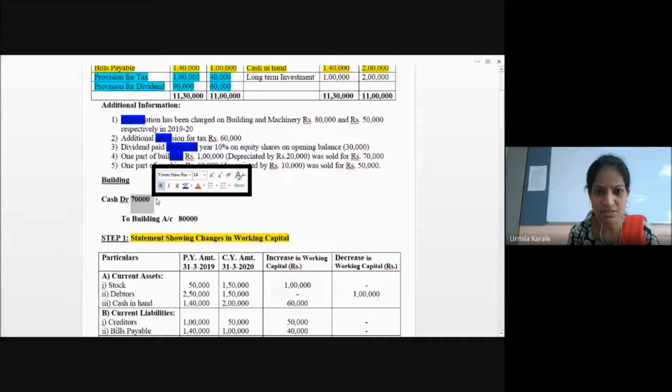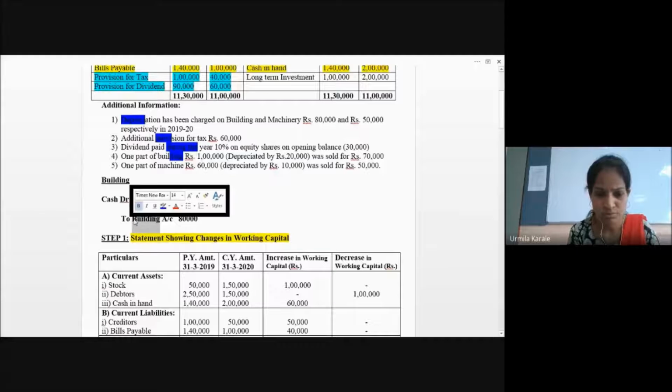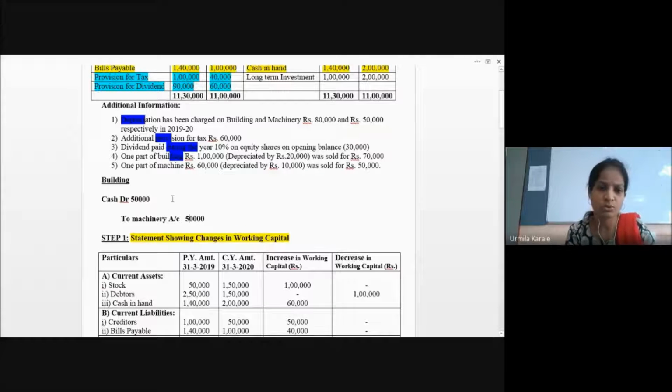Cash comes in. How much cash comes in here? 50,000. 50,000 is the cash that comes in when I sell the part of a machine. So machinery account, here I'm writing. Machinery goes out and cash comes in, 50,000. There's no profit, no loss. So 50,000 cash comes in, 50,000 machinery goes out. So only this we have to record. So machinery account, credit effect, 50,000.